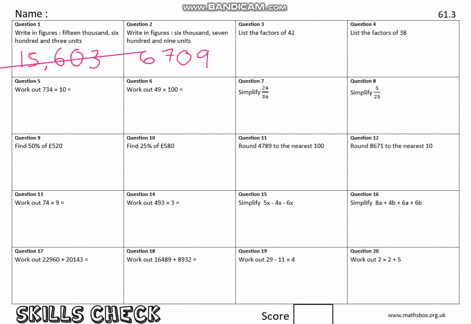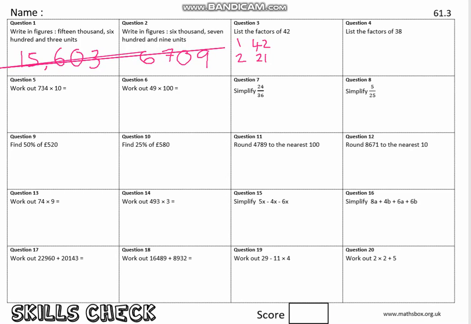Right then, the next one says, list the factors of 42. Factors are pairs of numbers that make up this number. The first pair that's always super easy is 1 and 42, because 1 times 42 is, of course, 42. Now the next one, this is an even number, so we can definitely have 2, can't we? We can have 2 and 21, because 2 times 21 also equals 42.